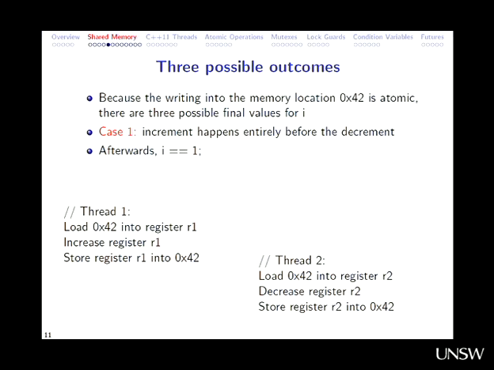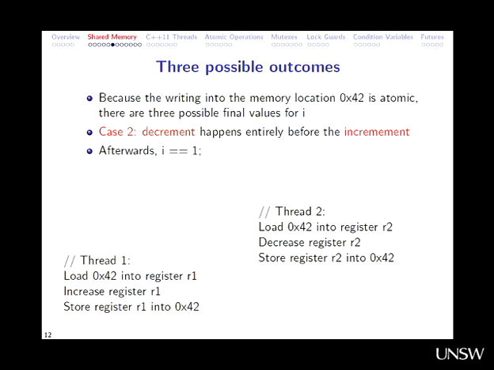Case 1. Because writing to a memory address is atomic, what can happen is thread 1 might go and execute all 3 of those commands first, and thread 2 might go and execute all 3 of those commands second. And so what happens is we loaded the value 1 in, we increased it to 2, we stored it back up to RAM. Then we loaded number 2 in, we decreased it back to 1, and we wrote it out to RAM. We increased, we decreased, it's still 1. That's what we might have hoped would happen. Might have hoped. Okay?